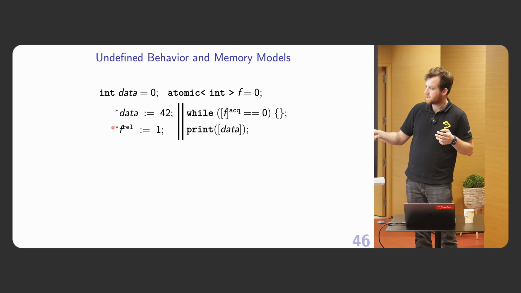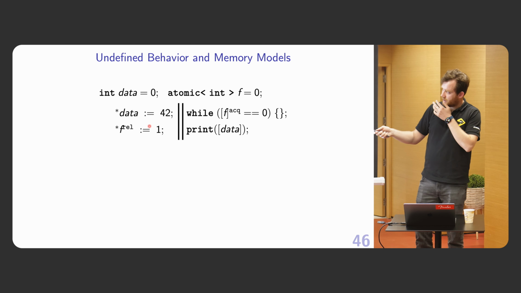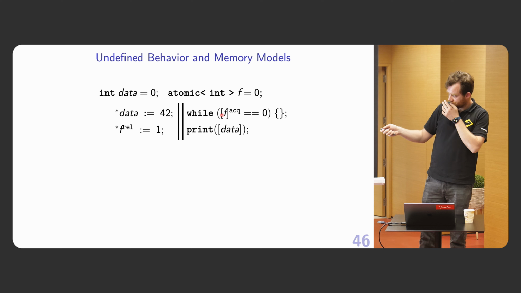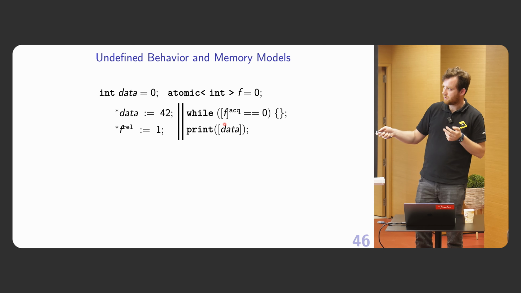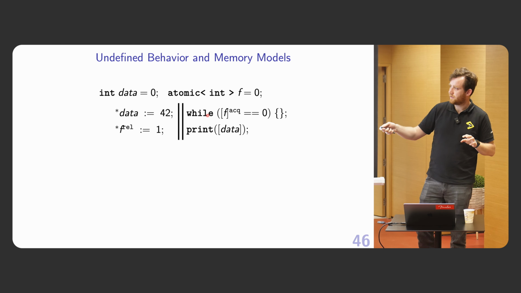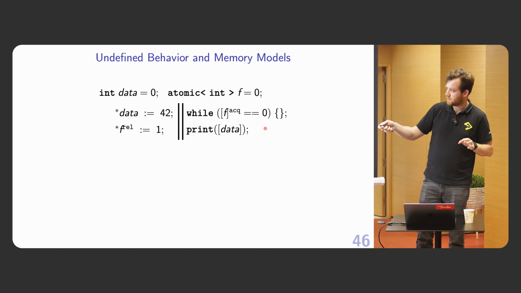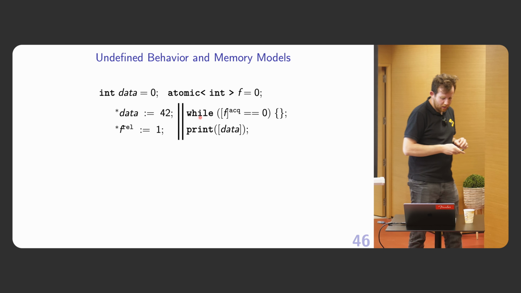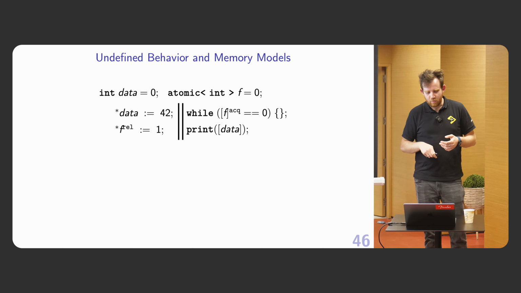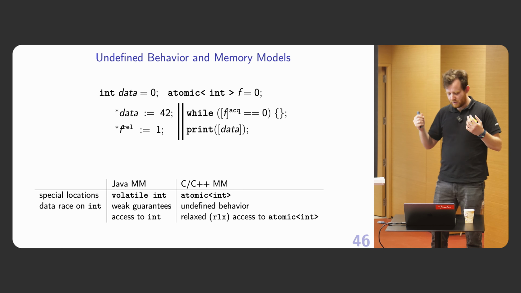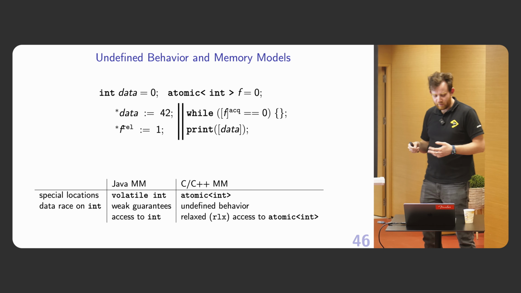A release access essentially introduces a memory fence before the write instruction, and an acquire access essentially introduces a fence after the read instruction. So in this case, you could think of it as a program with a fence between these two instructions and a fence between these two instructions. Then you won't be able to get any strange behavior for this program, and the problem will be solved.